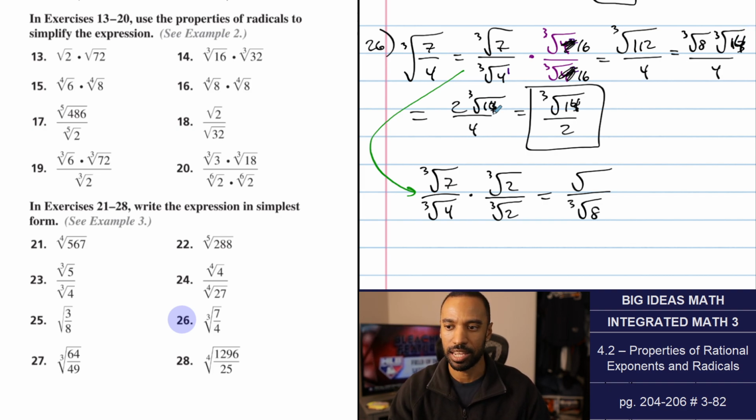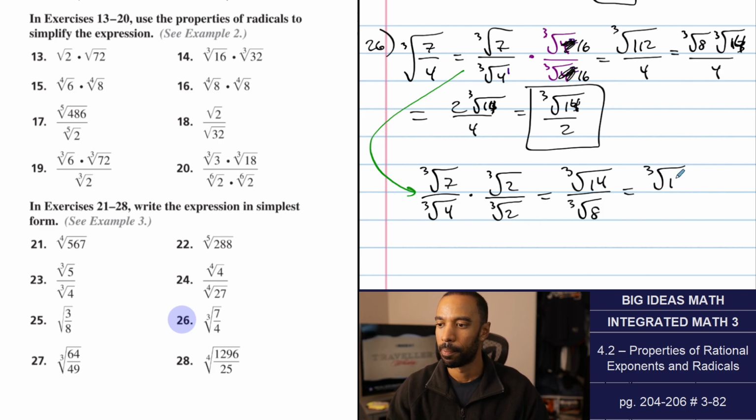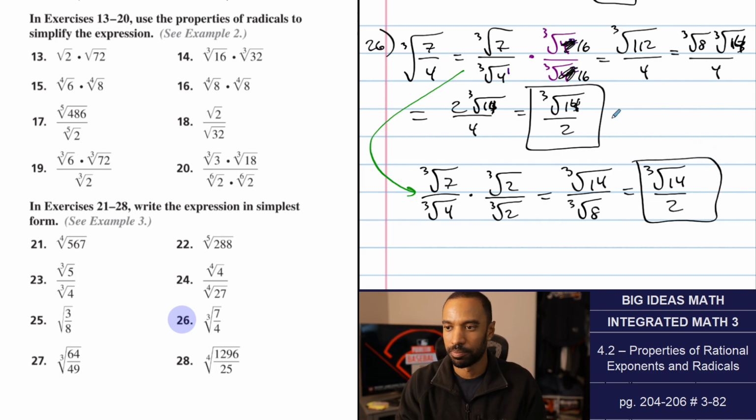For some reason in my head, 8 times 3 was 32. A lot of my students do that. That's the first time I've ever done that in my life. Problem is I'm talking to you guys while I'm doing it. All right, cube root of 14 over 2 is still the answer that we got there.